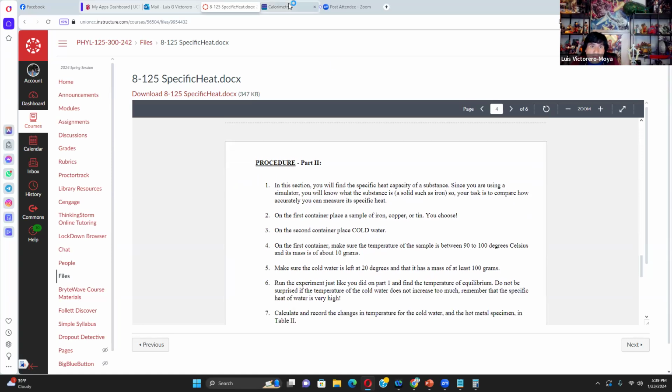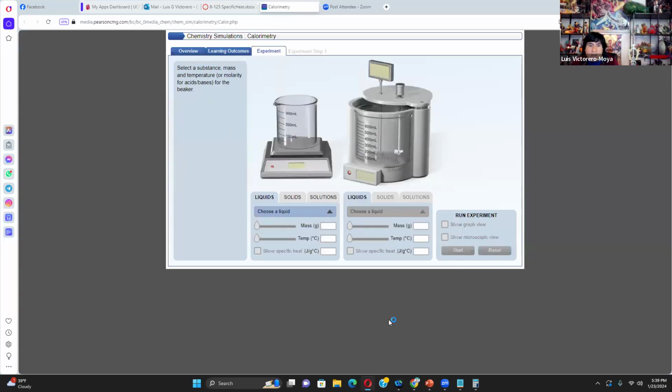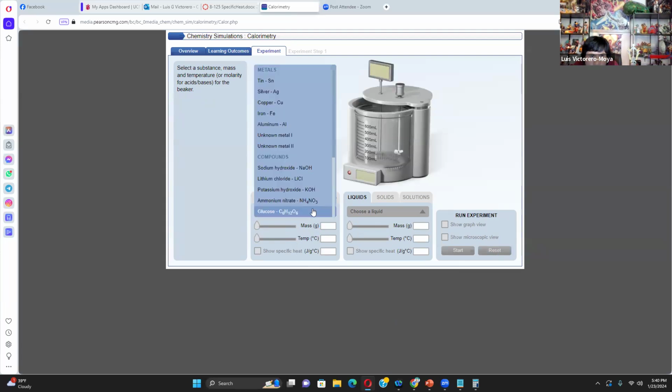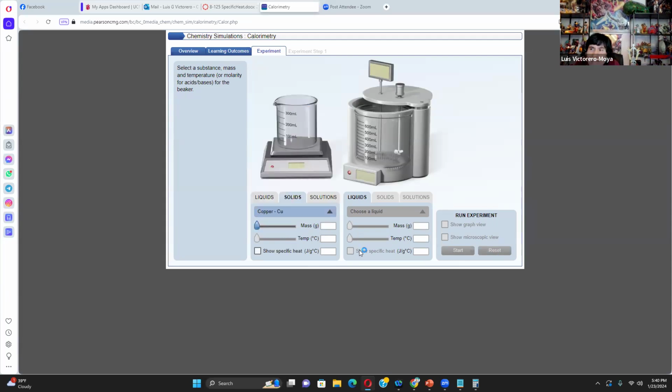For part 2, you are going to choose a solid. Again, this is going to be an unknown for you. Use copper. Normally in the lab we use copper. So I use that. Not very massive. I would say 15 grams is good.